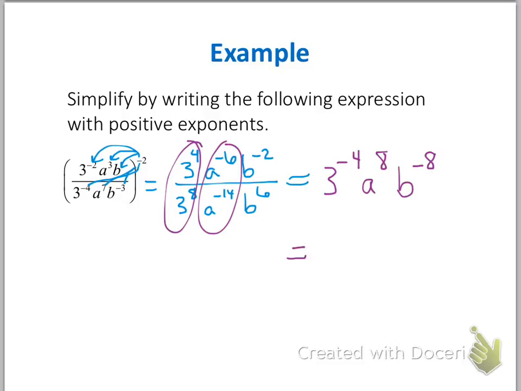Keep going. Anything with a negative goes into the bottom to become positive. Anything positive stays in the numerator. And final simplification, 3 to the 4th power gives me 81. So I have a to the 8th over 81b to the 8th. I can't do anything more because all my bases are different.